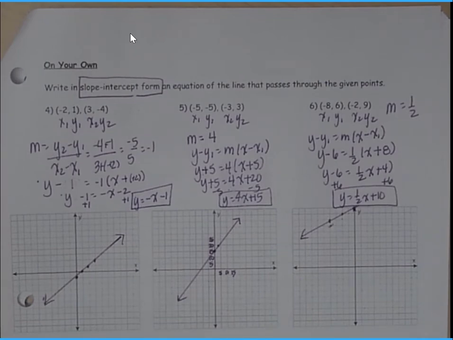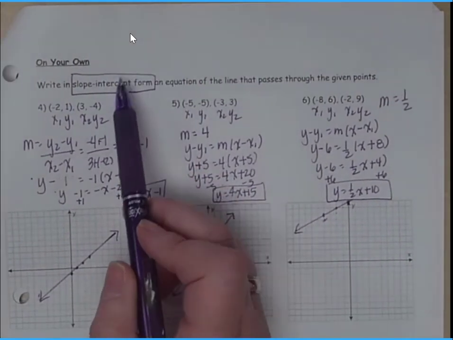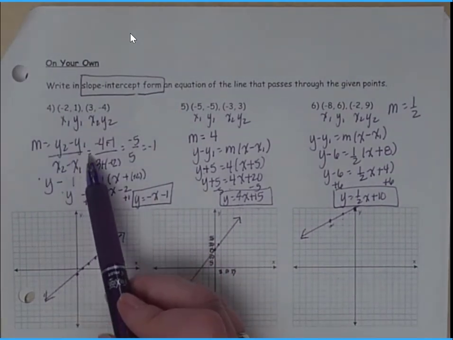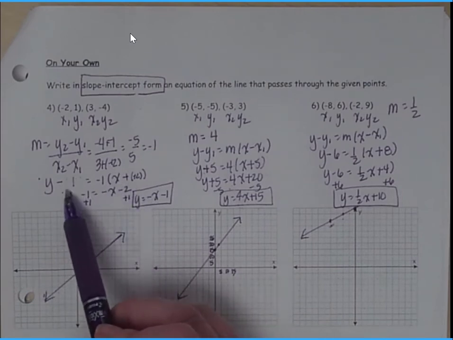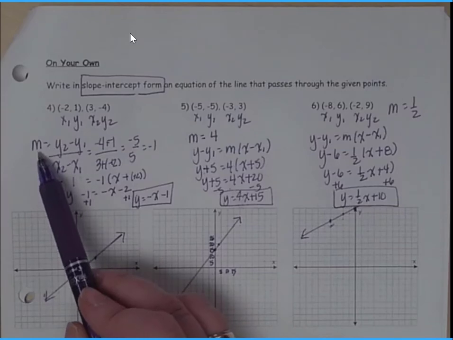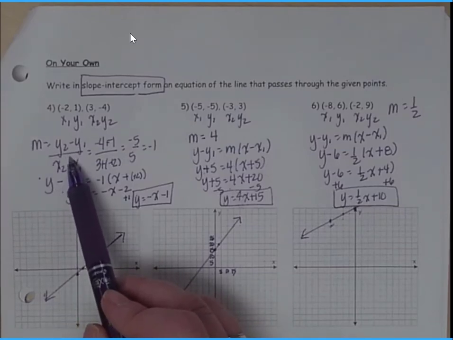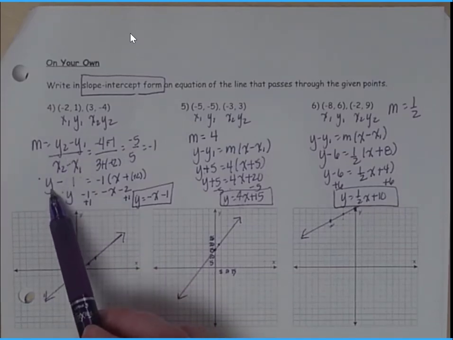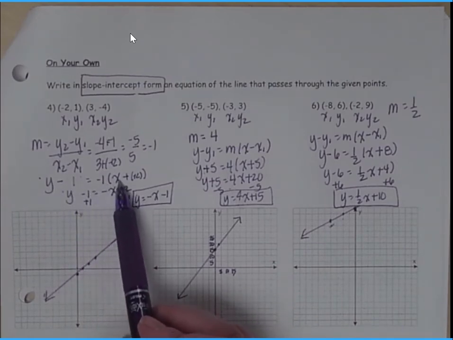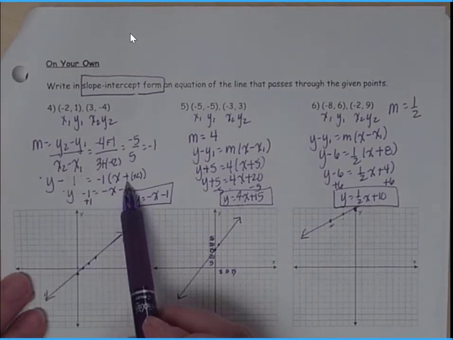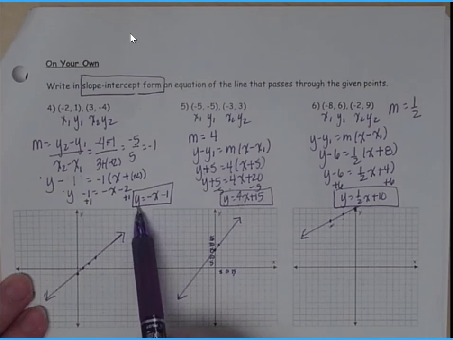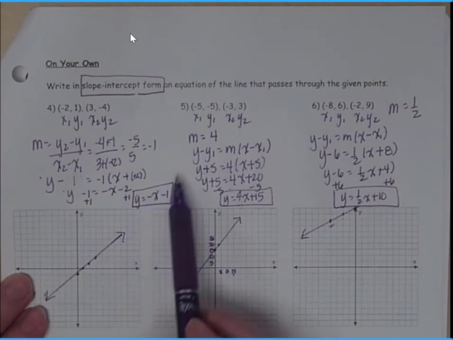All right, everybody, let's see how you did. Now remember the direction said write in slope-intercept form, which means you needed to find the slope, then the point, and we're going to use the point-slope formula to end up with the slope-intercept form. So we found slope, change in y over change in x, replaced our coordinates, so I have y minus y1 equals -1 times the quantity x minus -2. When we did all of that work, we ended up with y equals -x minus 1.